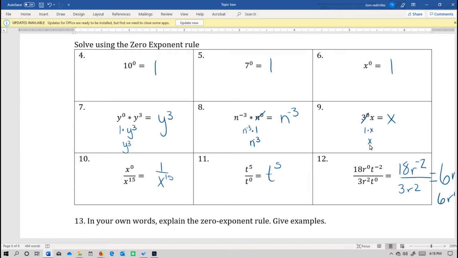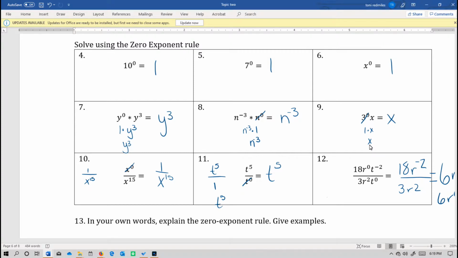All right, here I get 1 on the top. x to the 0 power is 1, and then x to the 15th is just on the bottom. There's nothing to combine it with because there's nothing that shares the same base. Same thing here. This goes to 1. There's nothing to combine that t with, so the answer just becomes t to the 5th, since anything divided by 1 is the other number.